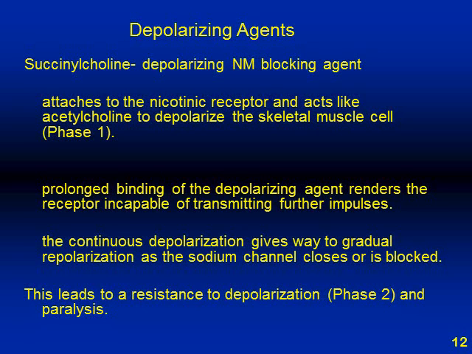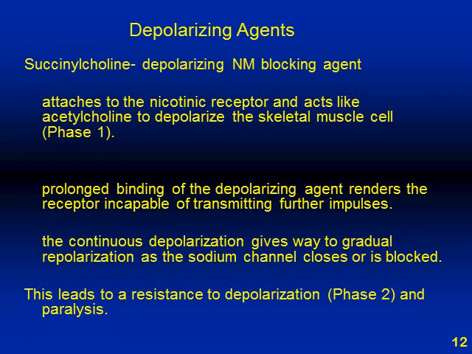Now I'd like to turn our attention to an example of a depolarizing neuromuscular blocker, and that's the drug succinylcholine. Succinylcholine is a depolarizing neuromuscular blocking agent. It attaches to the nicotinic receptor and acts like acetylcholine and actually depolarizes the skeletal muscle cell. Just ignore that phase 1 in parentheses. We're not talking about metabolism right now, and I don't want to confuse you. So just remember that the succinylcholine binds and depolarizes that muscle type of nicotinic receptor.